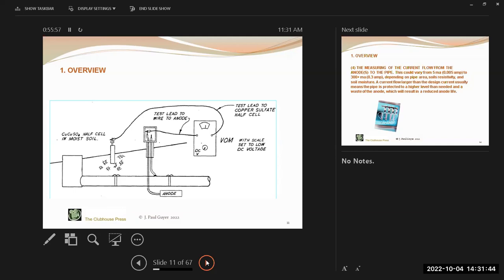If the current is more than 1.3 times the design requirement, a resistance should be added to the circuit to extend the life of the anodes. And this is typically done with a length of special high resistance wire between the connections in the test box. Now let's press on.